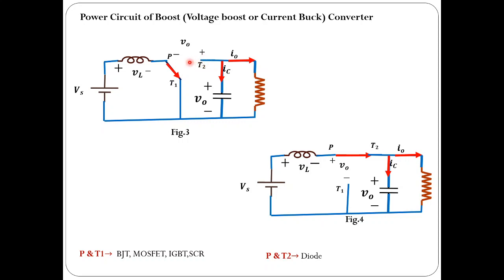You can apply KVL for this loop, and you can see that between pole and T2 you should have a switch in such a way that it can block this voltage. It should have some mechanism so that it can block this kind of voltage V0 with this polarity. And of course, in steady state, I assume that the capacitor is very, very large, so that voltage is constant. So this is a more or less constant voltage. Output voltage is constant, right?